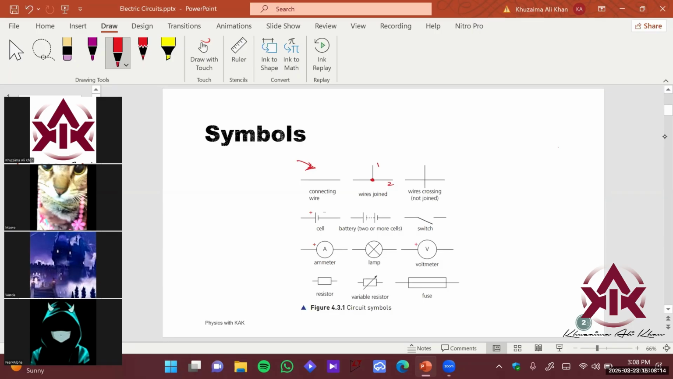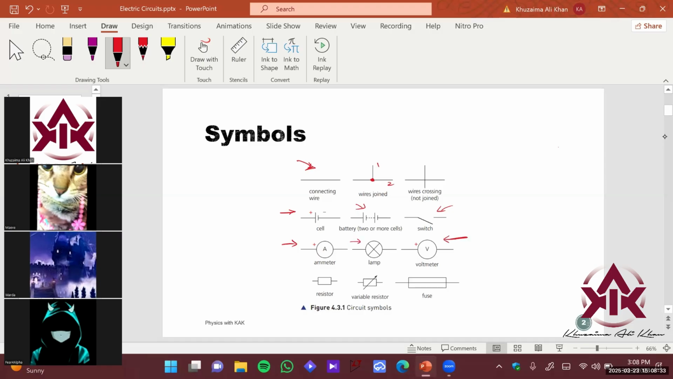The cell is just a single plus-minus terminal. If you want to draw a battery, it is a connection of cells in series, so it becomes a battery here. This is a switch. These are important terms which you should know. And the ammeter, we have seen this before. The lamp is shown as this. We have seen voltmeters too.